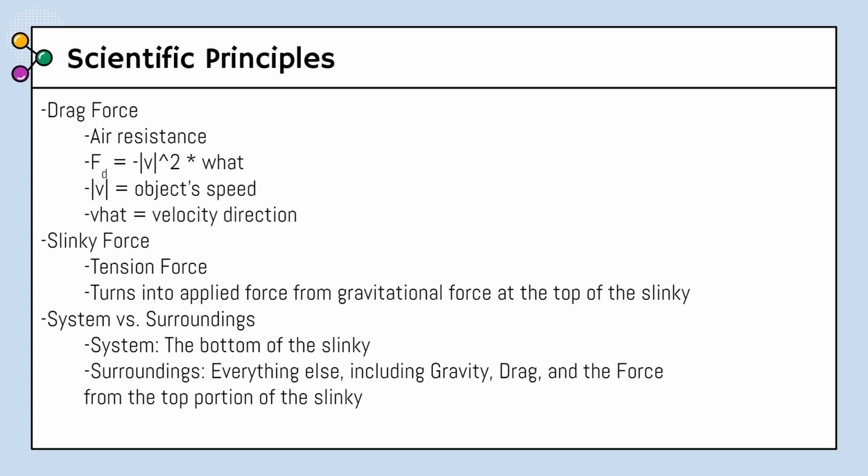Our slinky force in this case would be the tension force, and this is turned into our applied force from the gravitational force at the top of the slinky when it reaches the bottom. Our system is the bottom of the slinky, and our surroundings would be everything else, which includes our gravity, drag, and the force from the top portion of the slinky onto the bottom.